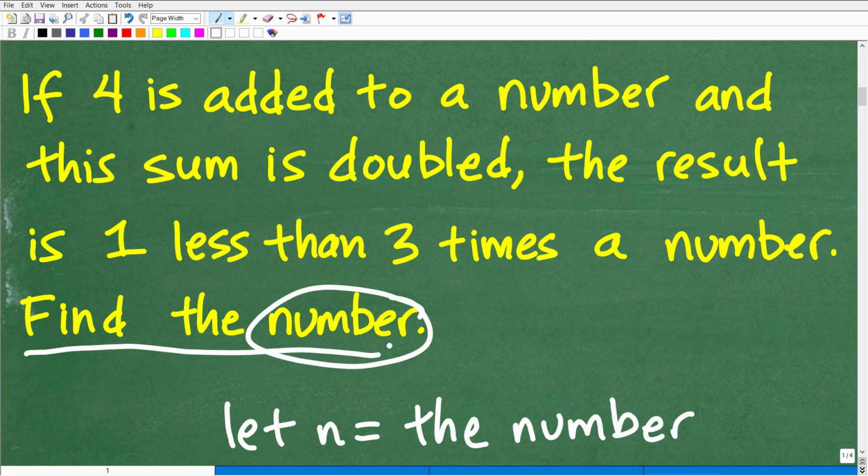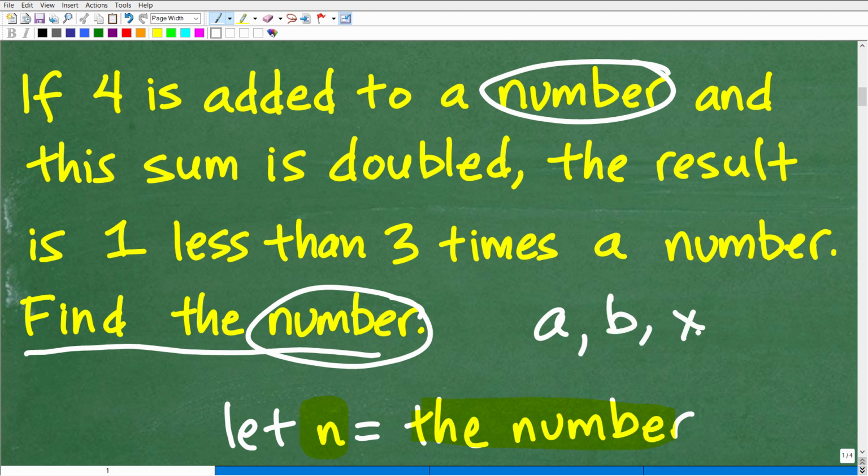What we want to use is a variable. So I'm referring to this number as, I'm using the word number. But what we want to do here is use a variable. So we're going to let n equal this number. Okay, so n is going to be equal to this number, some unknown value. And that's what a variable is in algebra, whether it's like a, b, x, y, doesn't make a difference. These are symbols that represent a number, right?